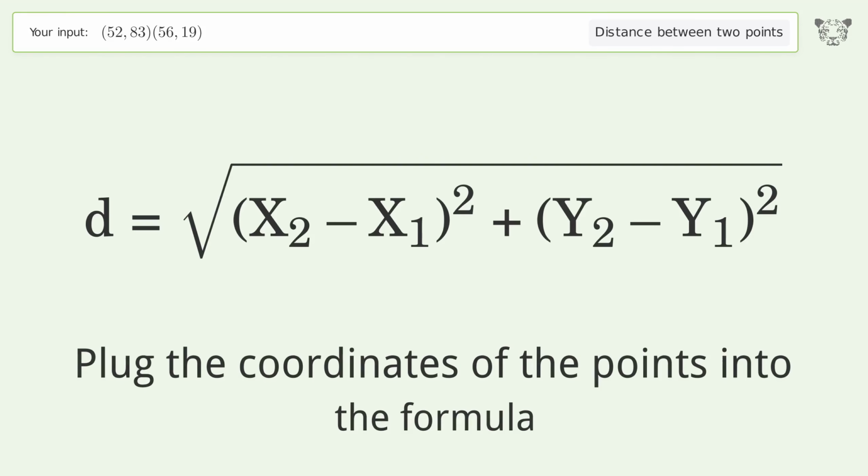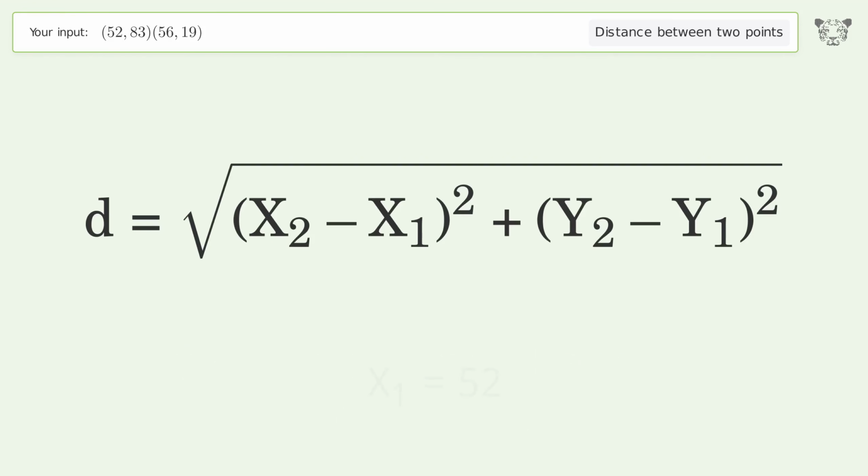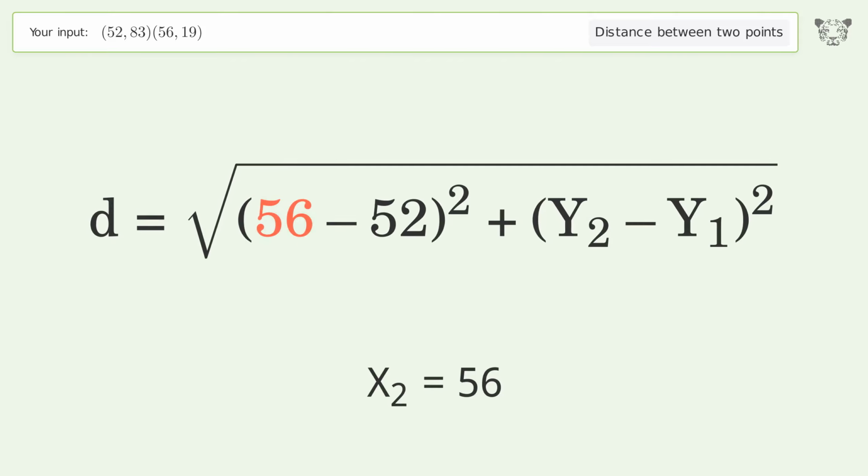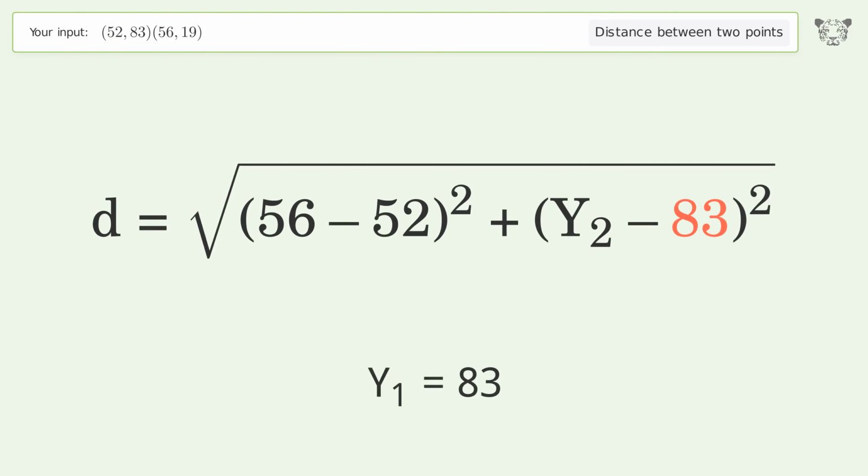Plug the coordinates of the points into the formula. x1 equals 52. x2 equals 56. y1 equals 83. y2 equals 19.